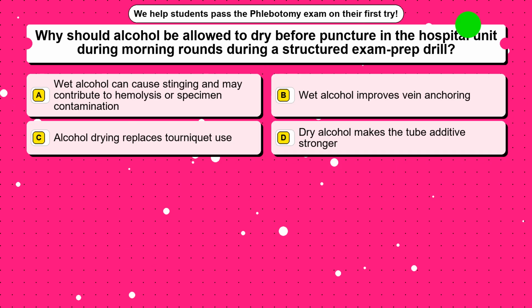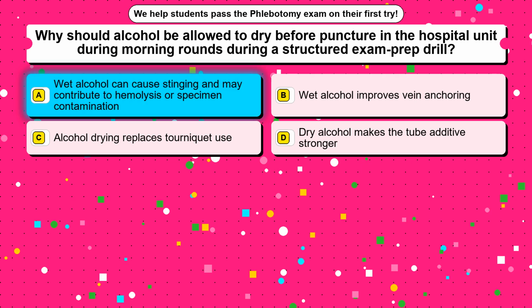Question 65. Why should alcohol be allowed to dry before puncture in the hospital unit during morning rounds during a structured exam prep drill? Option A. Wet alcohol can cause stinging and may contribute to hemolysis or specimen contamination. Option B. Wet alcohol improves vein anchoring. Option C. Alcohol drying replaces tourniquet use. Option D. Dry alcohol makes the tube additive stronger.